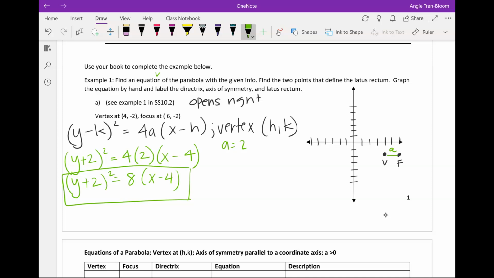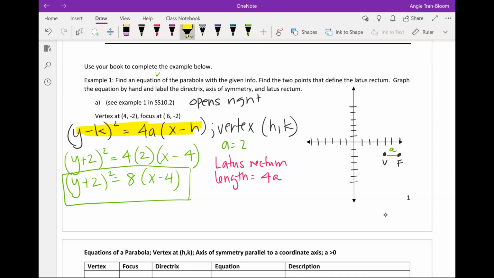It said to find the 2 points that define the latus rectum. Okay, well, you just got done reading all of that. What's a latus rectum? Or how do we find it? 4a. You're right, it's the distance. Latus rectum length is always 4a. Well, if you look at the equation, where's 4a located? Do we know what 4a equals?